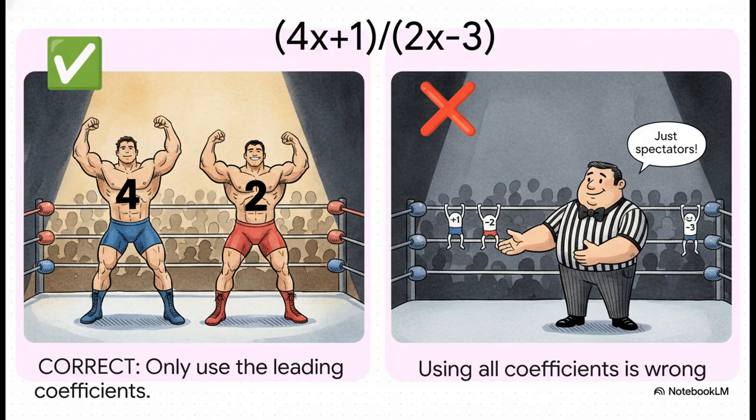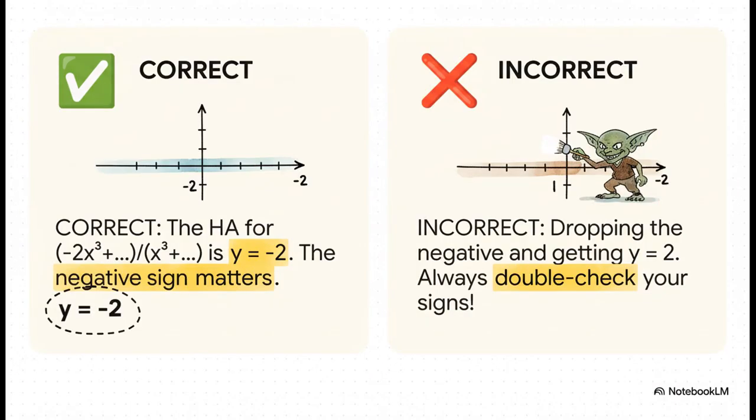Only use the leaders. And the second pitfall is one we literally just saw in our last example, forgetting the negative sign. If that leading coefficient is negative, it absolutely, positively has to come along for the ride into your ratio. It's such a tiny detail, but if you drop it, you'll get the wrong asymptote every single time. Always, always double-check your signs.